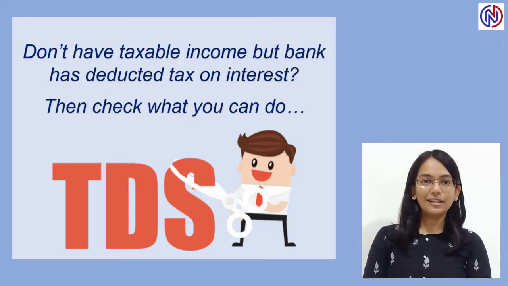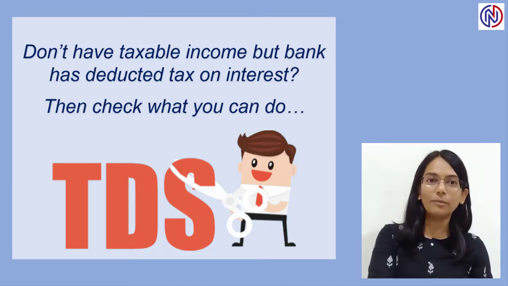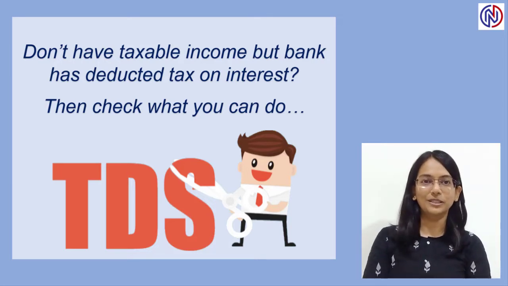And if this interest income of yours is more than 10,000 rupees, then the bank is obligated to deduct tax on that. Which means if your income is rupees 20,000, bank will deduct 10% of that, which is rupees 2,000, give it to the government and pay you only rupees 18,000. So basically bank is deducting that tax on your behalf and paying it to the government.